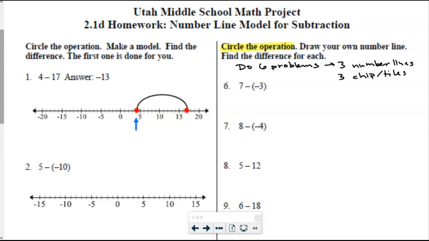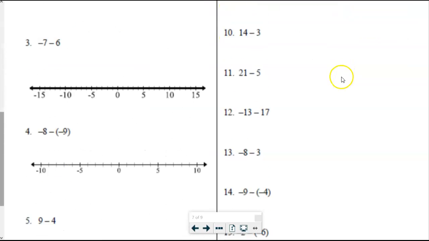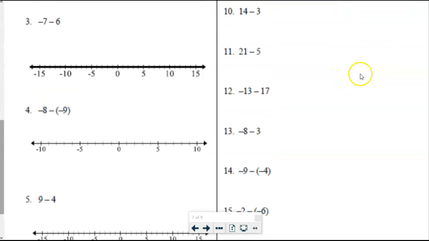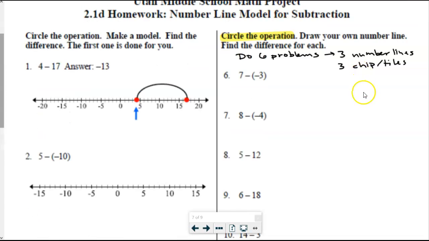Is that fair? If I make you do 6 problems, how many do you get to skip? Do the math. 4 problems you get to skip. Good. And you choose. You choose which 3 you're doing number lines. You choose which 3 you're doing chip tile. You choose which 4 you're skipping. Any questions on my expectations? Feel good about it? All right.